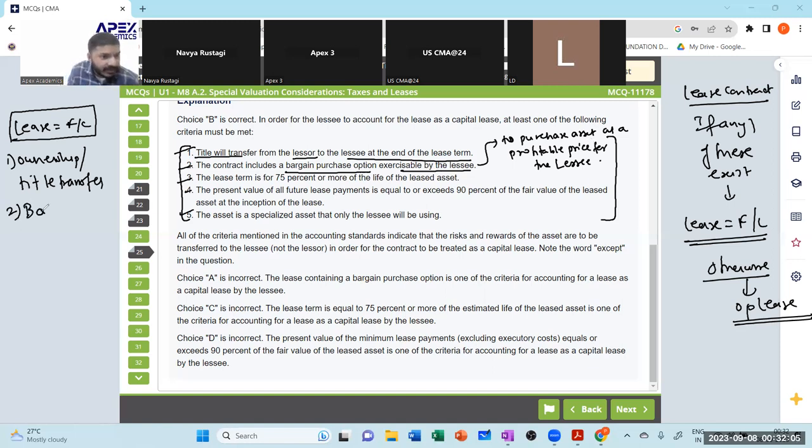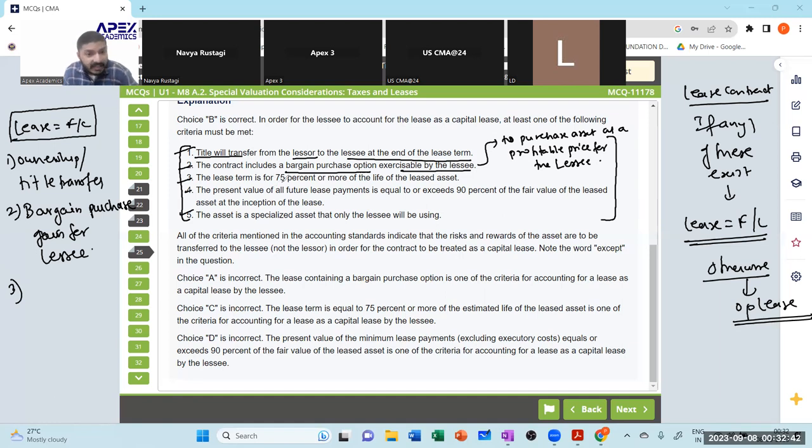So what will we write? We will write bargain purchase gain for lessee. What is the second point? Everybody unmute. Bargain purchase gain for lessee. First point, ownership/title transfer. Second point, bargain purchase gain for lessee. It has to sit in your heads. You have to mug it up.